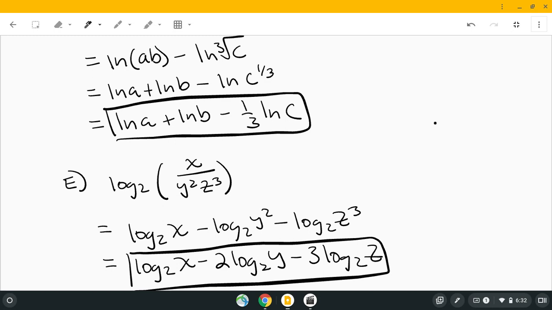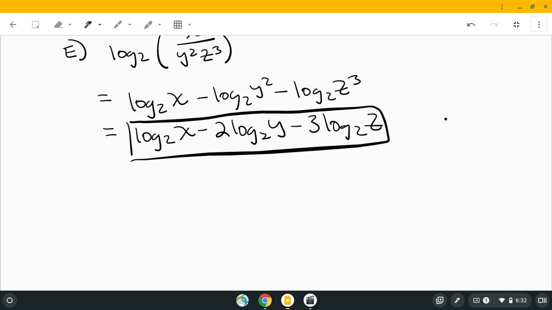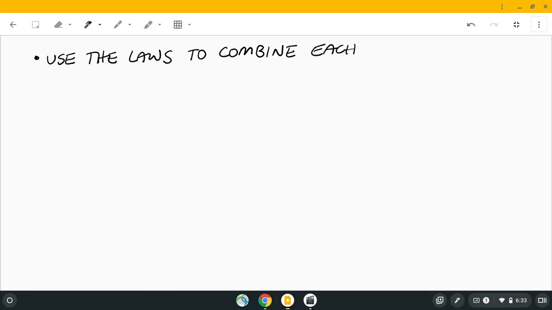Okay, all right, let's go the other direction. Let's go ahead and do some combining. All right, use the laws to combine each and write as a single log.